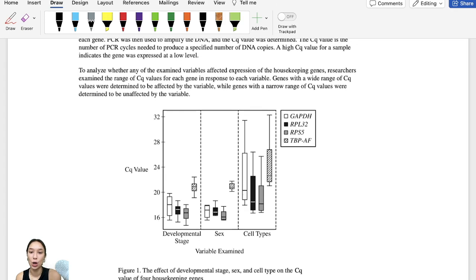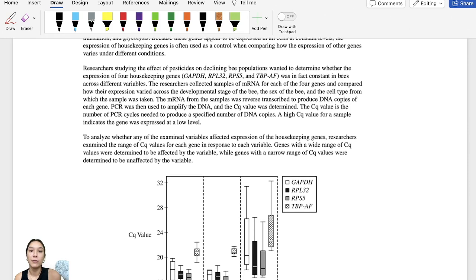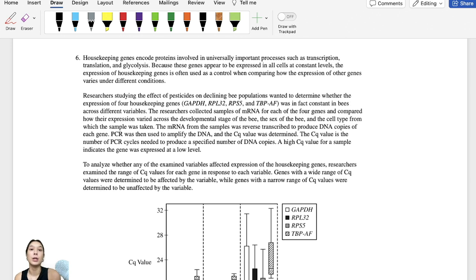Okay, and then this is our graph here. So this is probably a new type of graph, and this is including new types of measurements, which include CQ values, but they do tell you in the question everything you need to know.